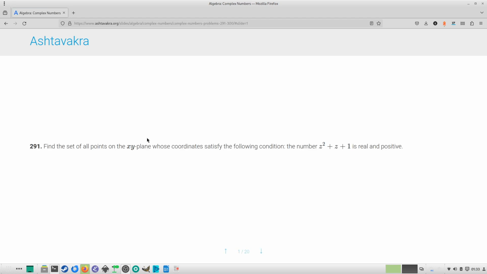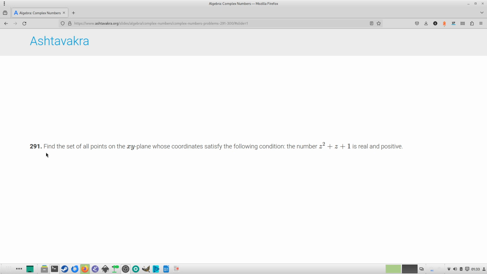Now this is the 30th set of problems on complex numbers. So as always, I will repeat that when I am reading the problem, you should pause the video and try to solve the problem yourself. If you cannot solve the problem yourself, only then look at the solution and try to understand how it worked.